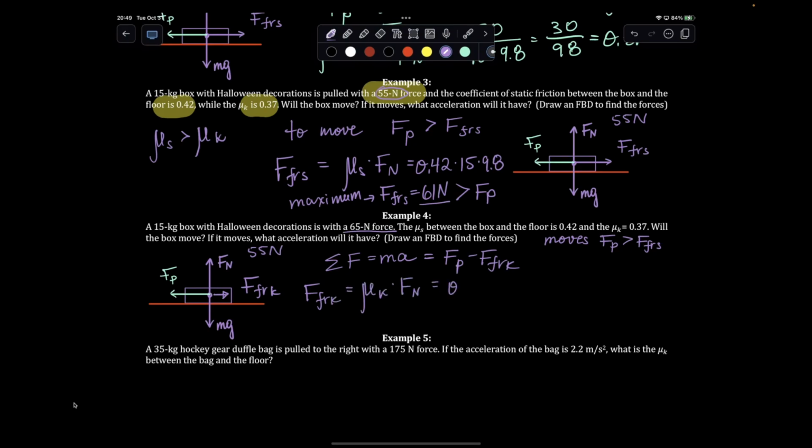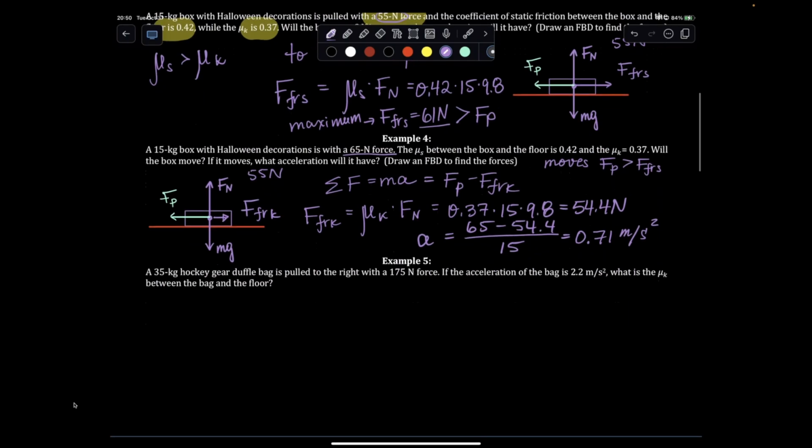So I'm going to take my 0.37 and multiply it by 9.8 times 15 gets me 54.4 newtons. Acceleration will be, I have 65 of pull, 54.4 of friction, and I divide all of that by mass, which is 15. 0.71. Since it's acceleration I'm looking for, it's meters per second squared. So that's your answer to question number 4.